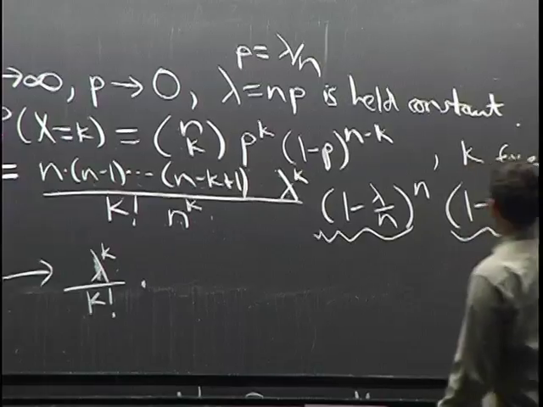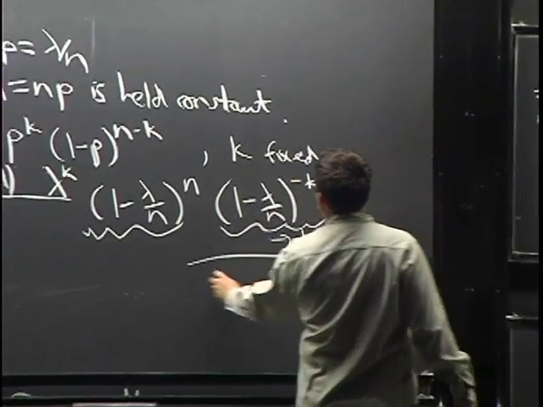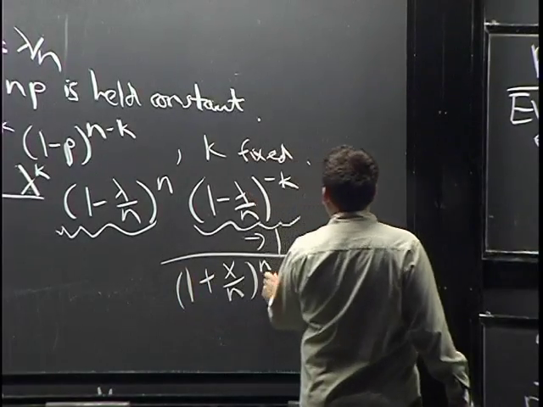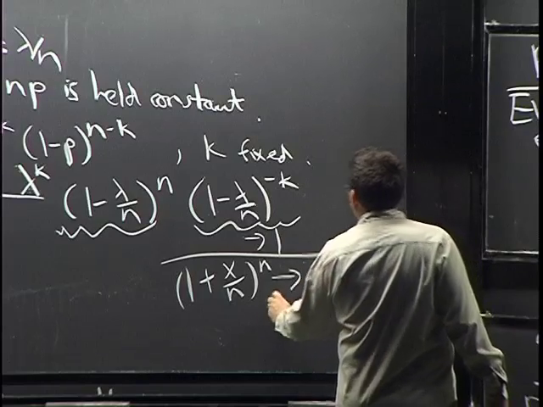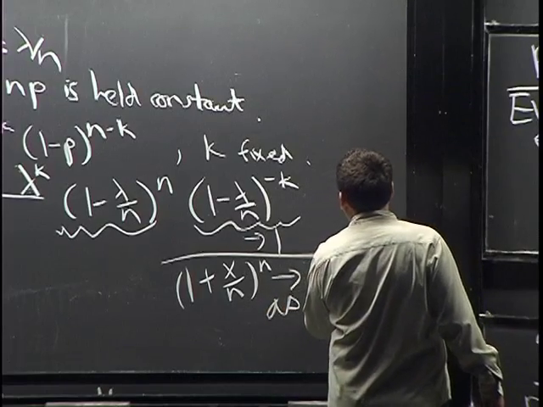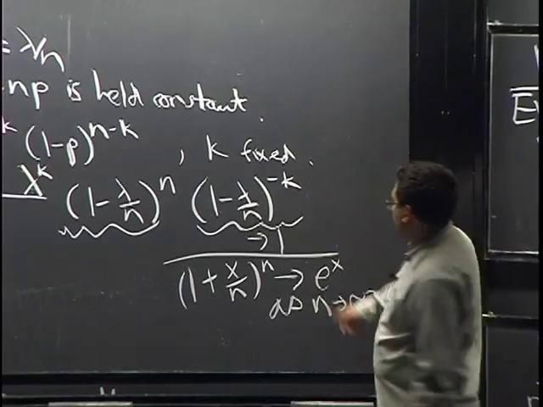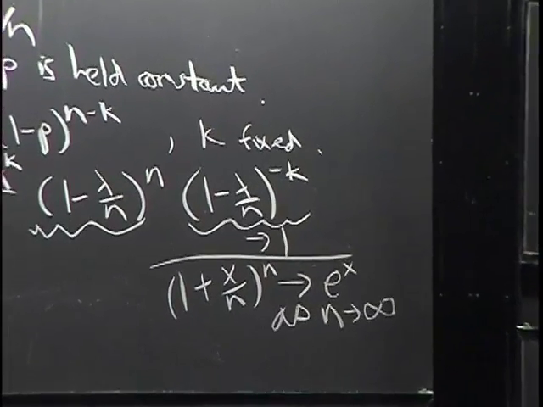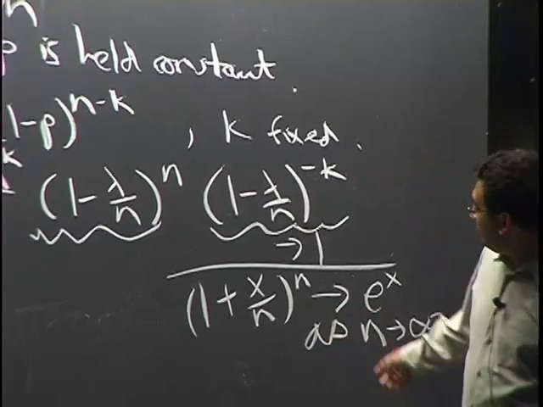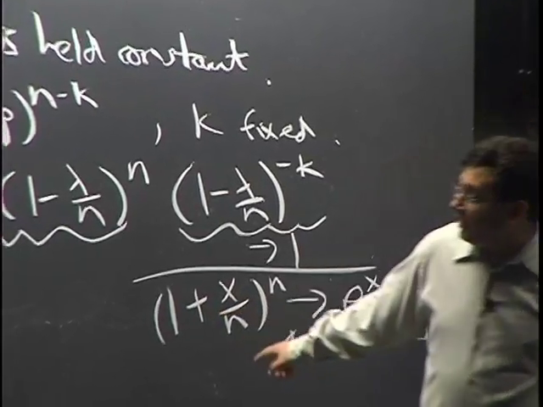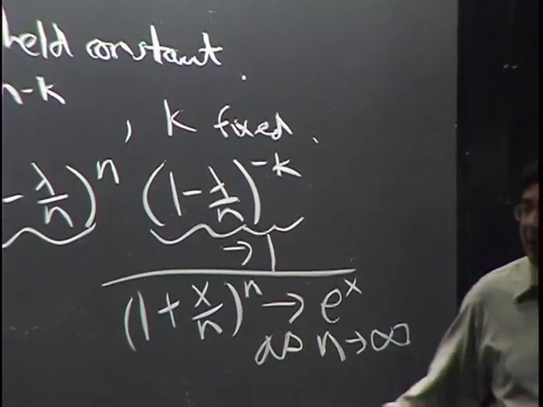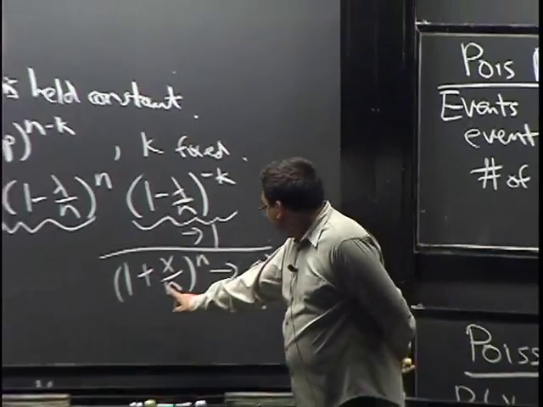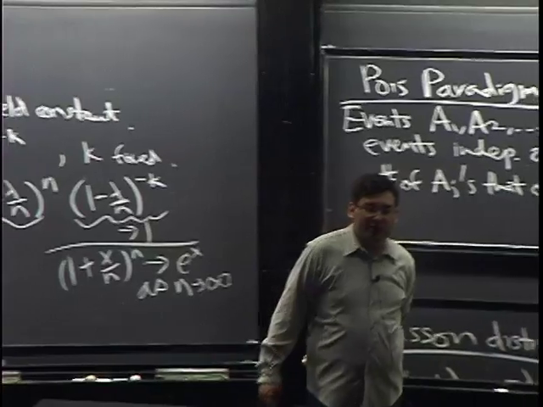I just have to remind you of a general useful limit, that 1 plus x over n to the n goes to e to the x. Sometimes this is even taken as the definition of e to the x. This is probably the most important limit for e to the x. I think of this as the compound interest formula, because if you have money in a bank that's being compounded a certain number of times per year, and as you let the rate of compounding increase, in the limit you have continuous compounding, you have exponential growth.